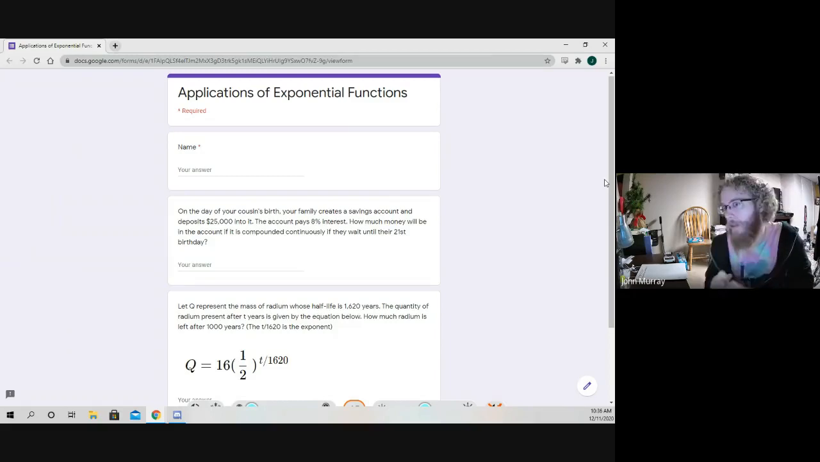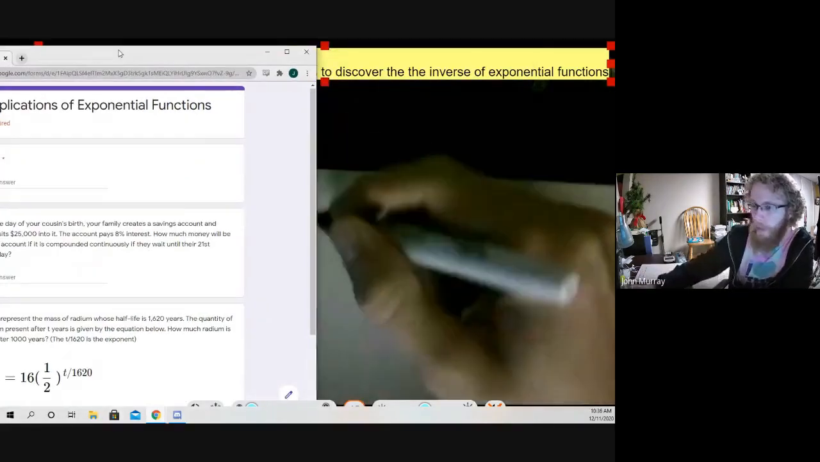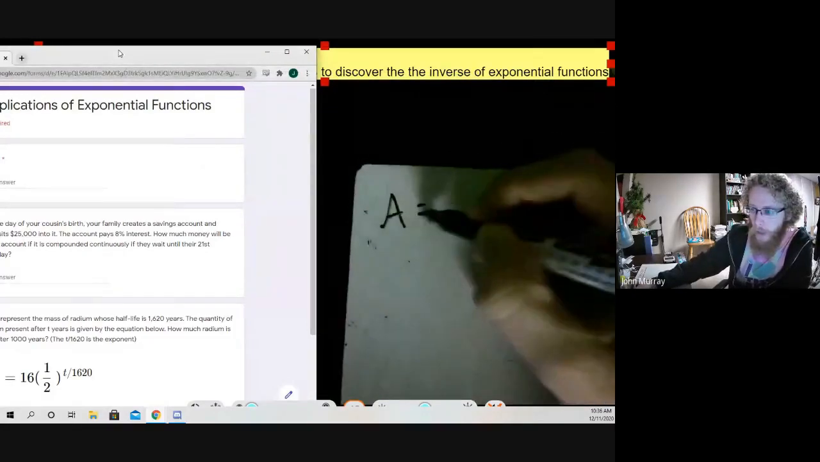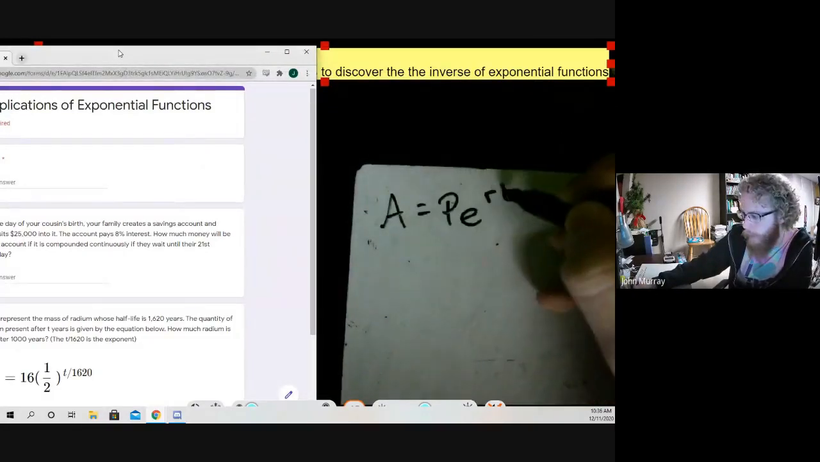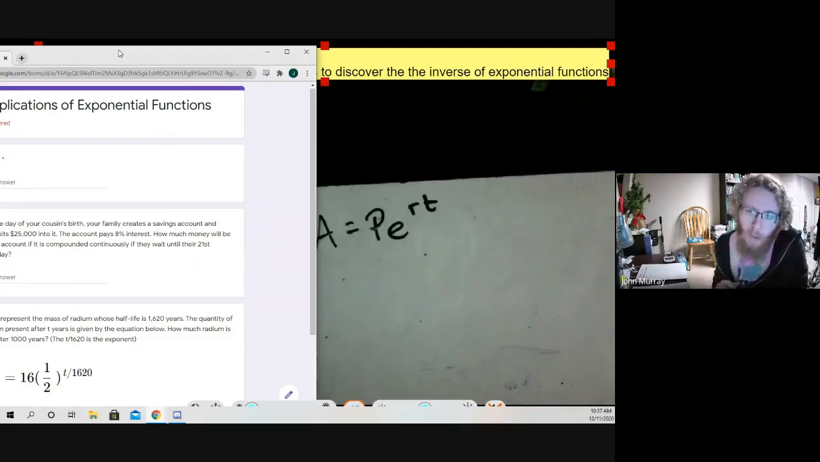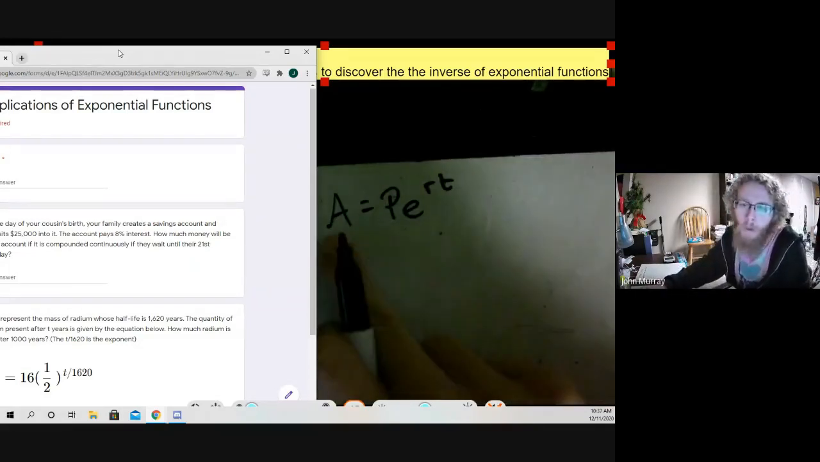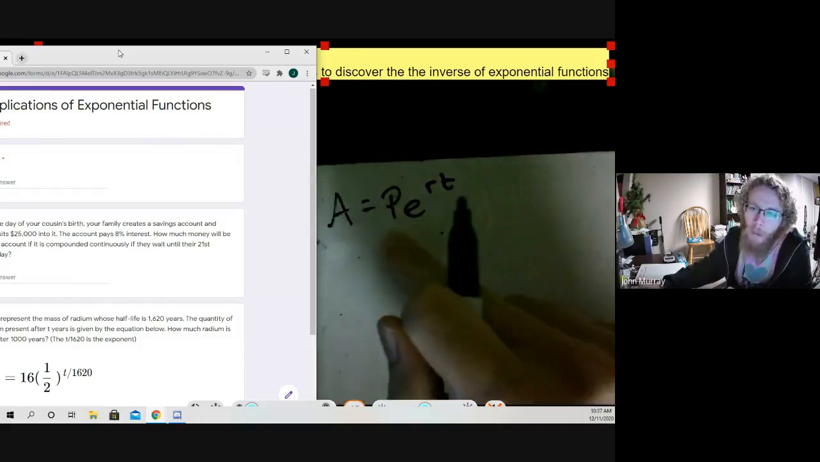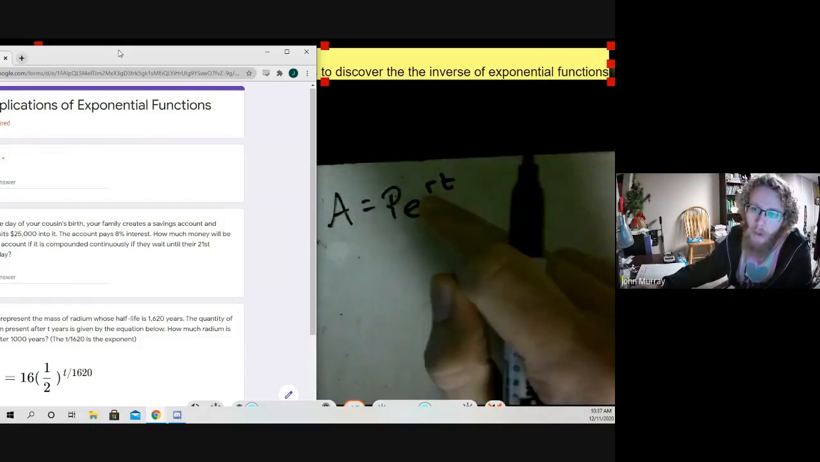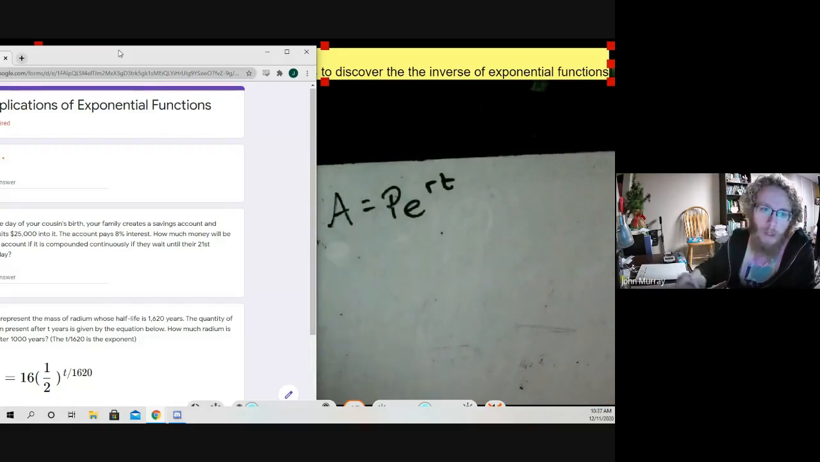Now you're going to use the formula I gave you yesterday for interest, right? And as a reminder, that was A equals P times e to the RT, where A is what we're looking for, the amount in the account. P is your principal, what you start with. R is the rate, and T is how long it's in there.